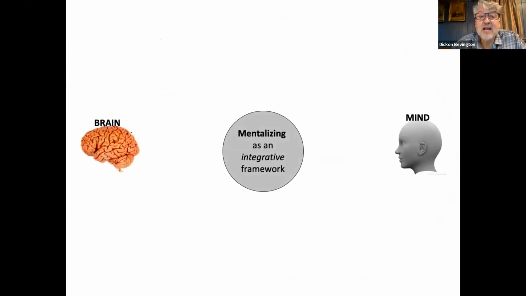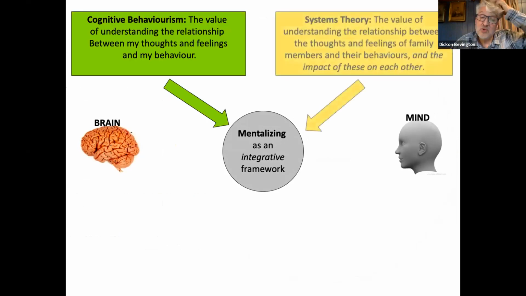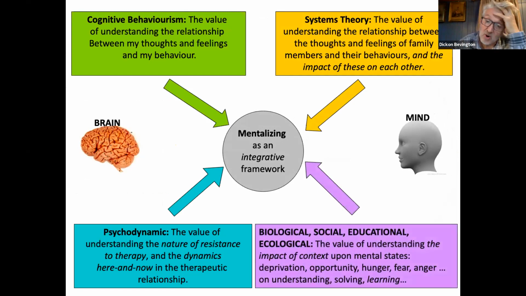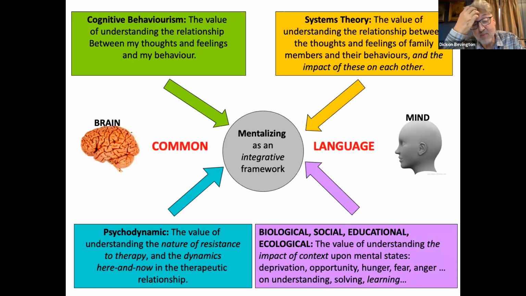So mentalising is a word that really came into popular use in the 90s. It's been around for a lot longer, but that was when it became popular. And it was purposefully, from the beginning, an integrative idea that pulls together understandings from all of the major fields of making sense of human behaviour: cognitive behaviourism, systems theory, psychodynamic thinking, and more biological, social, ecological, and educational ideas. So this idea that one lens for looking at human experience can potentially help us have a bit more of a common language.